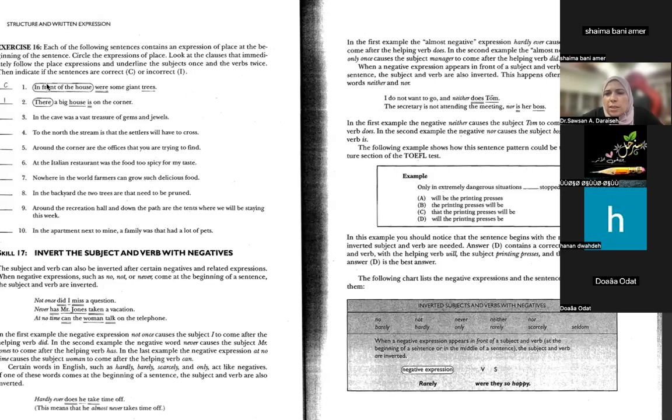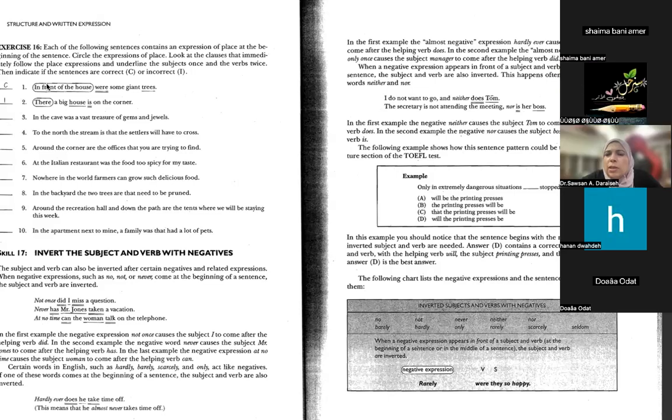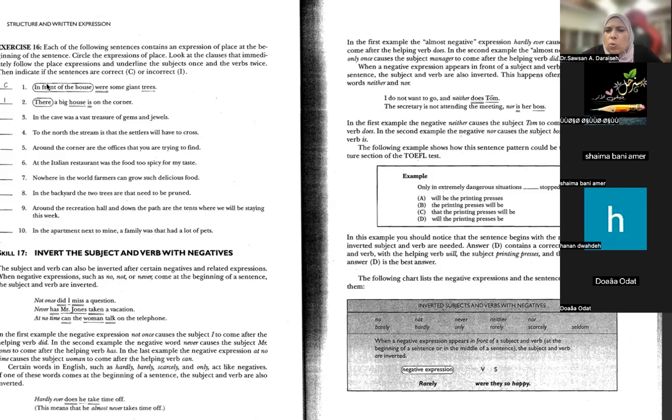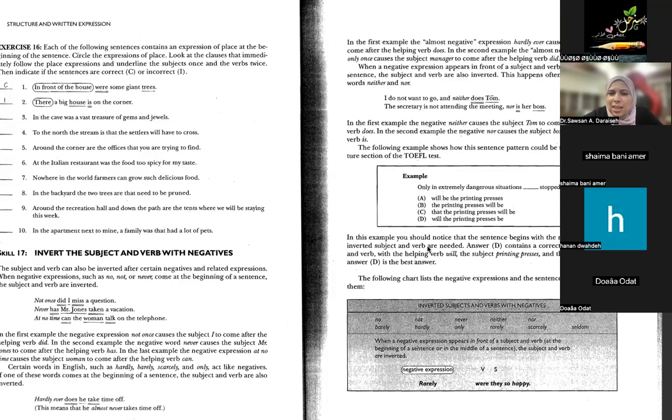So let's go over the sentences. Listen, guys: "Only in extremely dangerous situations will the printing presses be stopped." Can we have "will be" together when there's a subject? No. Even if we have a verb before a subject, if the verb has more than one division, this has to be postponed. So we say, "will the printing press be," okay?